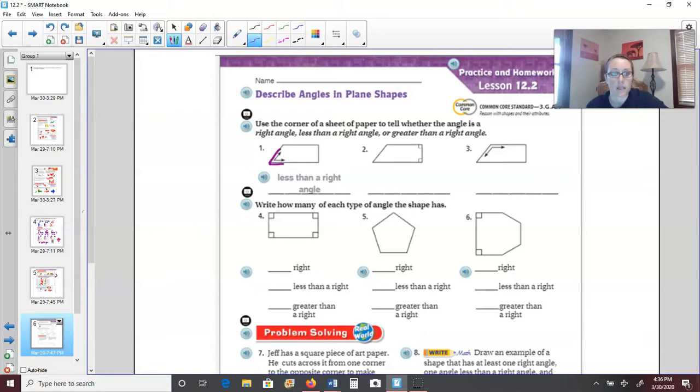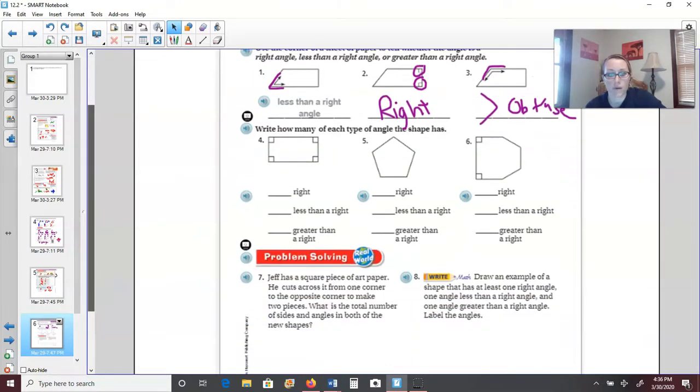Okay. Let's see here. These angles that are shown in the corners by those symbols are perfect, just right angles. Okay, so this would be a right angle. And then on number 3, this angle here is opening up really big, so it is greater than a right angle. Or the word we learned for that when it's greater is obtuse. If you can read my writing.